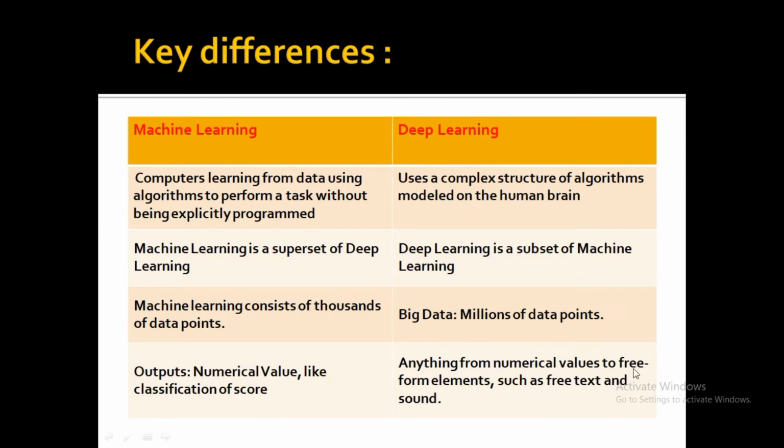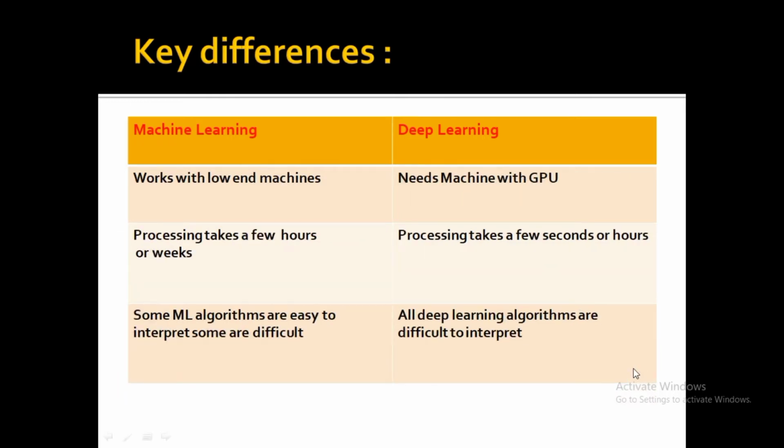audio, sound, etc. Machine learning works with low-end machines, whereas deep learning needs a machine with a GPU. Meaning in machine learning, no extra machinery or processors are required, whereas in deep learning the data set is large and the algorithm is vast or lengthy, so we need a GPU or large processors.